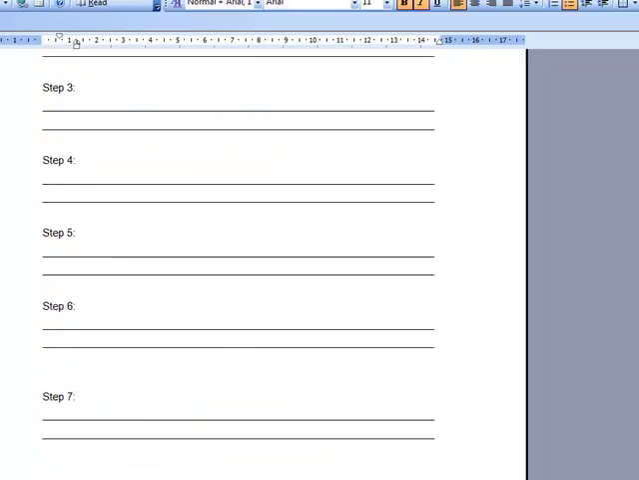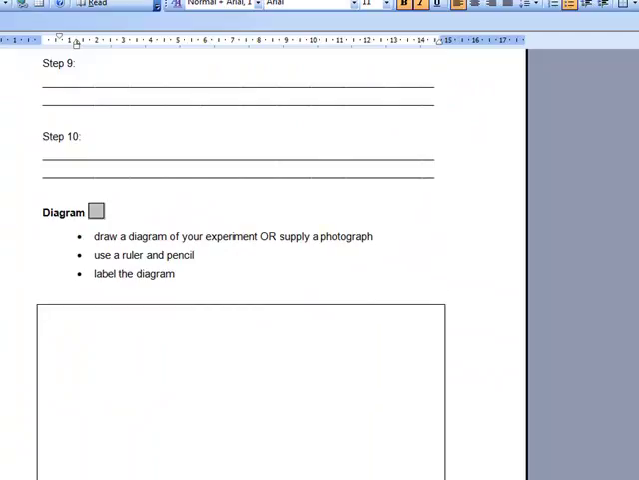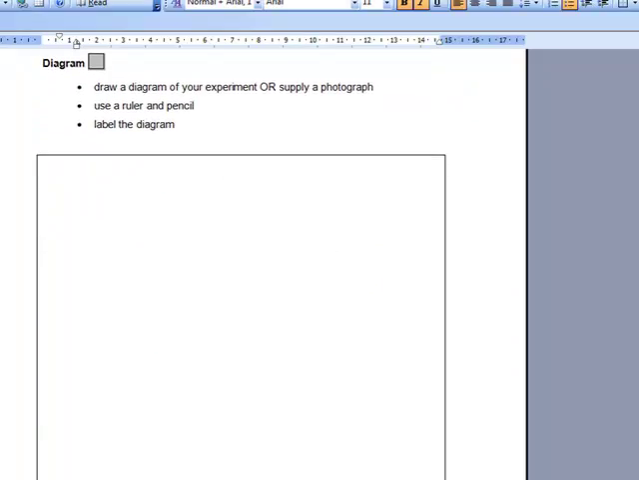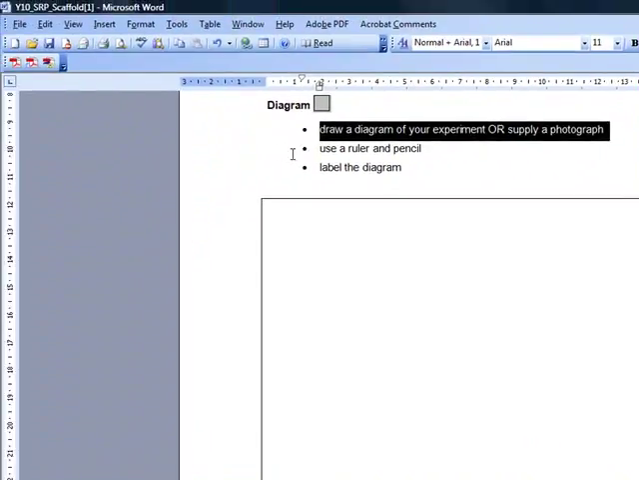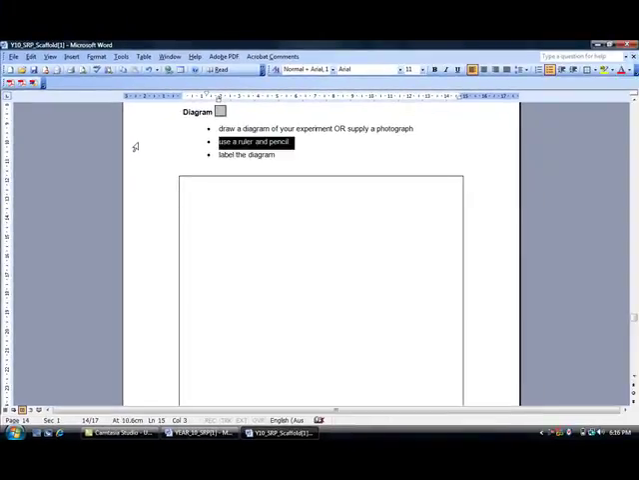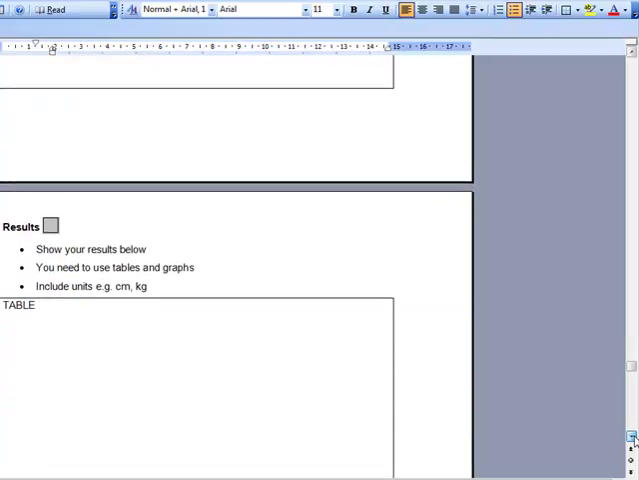Okay, so there's your steps again, very similar. You can copy and paste, obviously. A diagram here of your experiment. Notice that to do that you need to draw the diagram, or you can supply a photograph as well. Photograph is fine in this case. Don't waste too much money though on printing out thousands of photos for your diagram there. Use a ruler and pencil if you're going to draw it, and label the diagram. Also, no one will be disadvantaged if they do draw it instead of supplying a photograph, but it certainly is easier for you if you do a photograph.